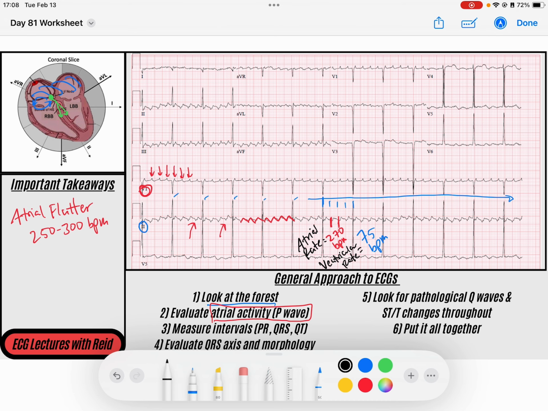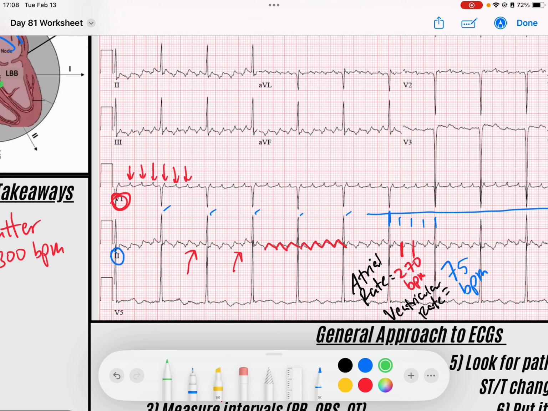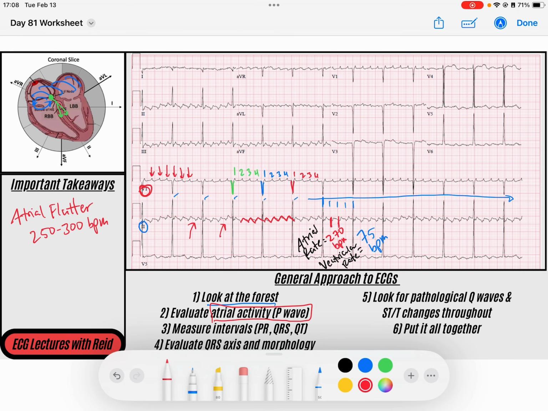And we can confirm that here. You can see maybe if I look in here in V1, I've got a QRS complex, and then I have 1, 2, 3, 4 flutter waves. Then I have my QRS, and then I've got 1, 2, 3, 4 flutter waves. Then I've got another QRS, and you can see that's the case. 1, 2, 3, 4, and then another. And so I have atrial flutter here with 4 to 1 conduction.